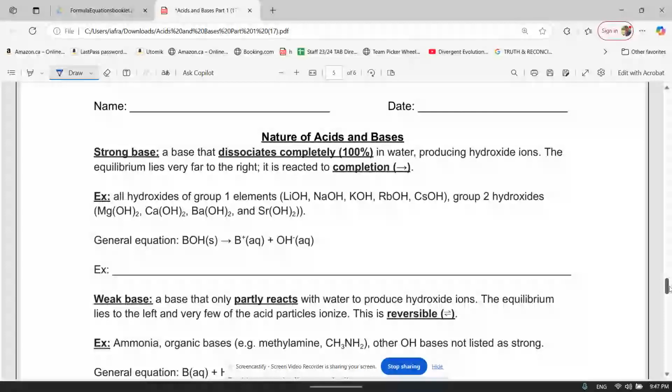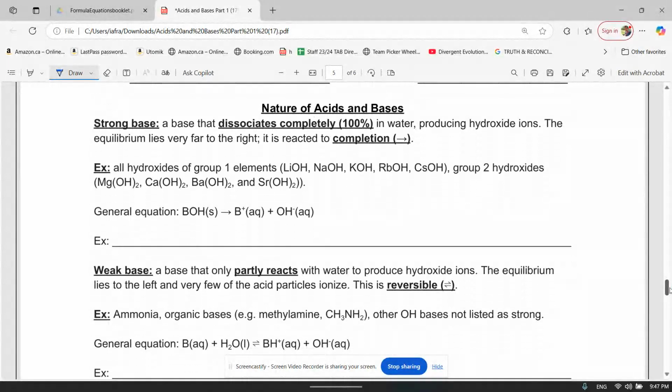In this video, we're going to take a look at the strength of bases now. So just like acids, there's strong bases and there's weak bases. A strong base will dissociate 100% in water, so it's to completion, just like the strong acid. We represent it with a one-way arrow. For example, here we have BOH, and it's dissociating to produce B plus and OH minus.